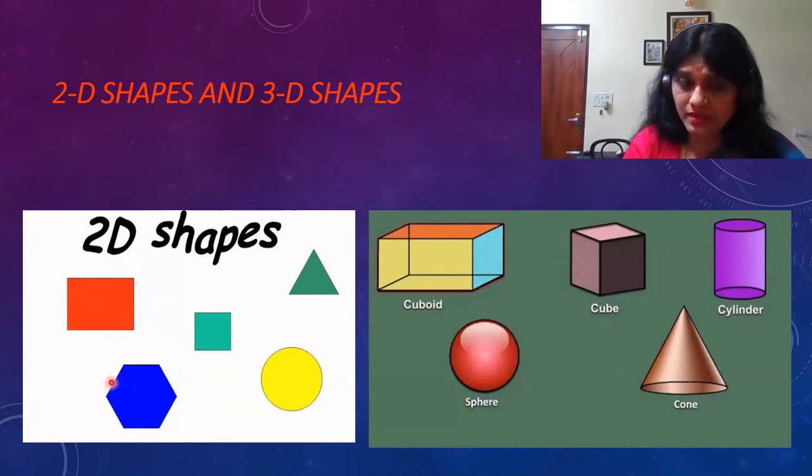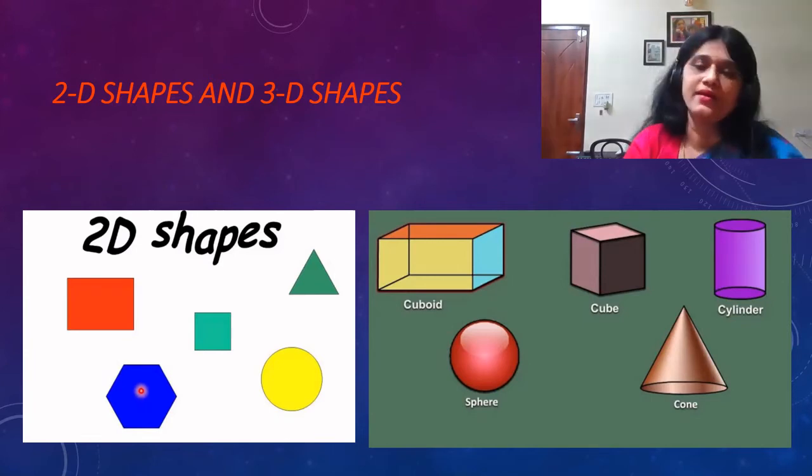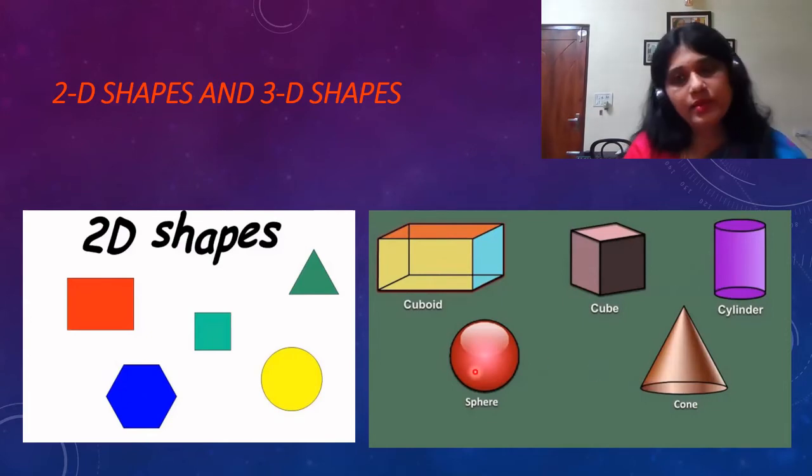And this has 6 sides, I suppose. 1, 2, 3, 4, 5, 6. So it is a hexagon. Now it is cuboid, then cube, cylinder, cone, and sphere.